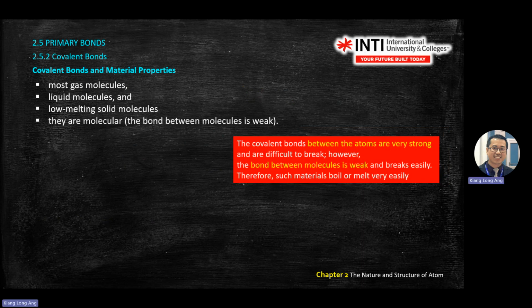So these are the material properties. Covalent: they are mostly gas molecules, liquid molecules, low melting solid molecules, and they are molecular, meaning they always come with a pair. And the bonds between molecules are weak. Example to memorize is carbon. Okay, carbon. And the next one is hydrocarbon, CH4, the easiest example.